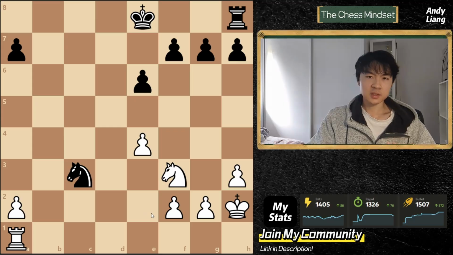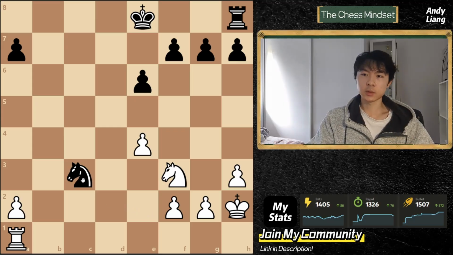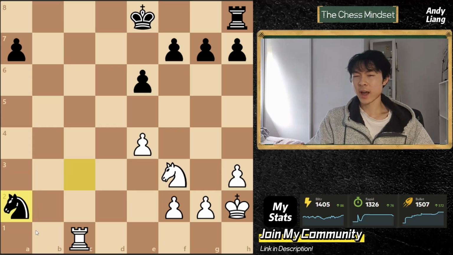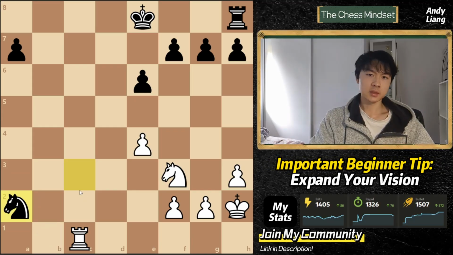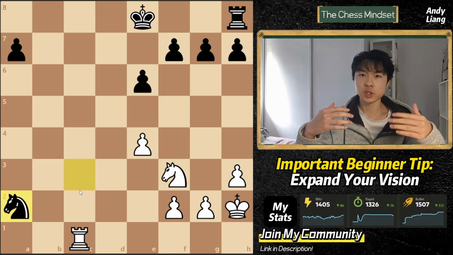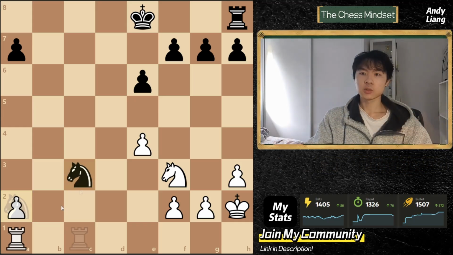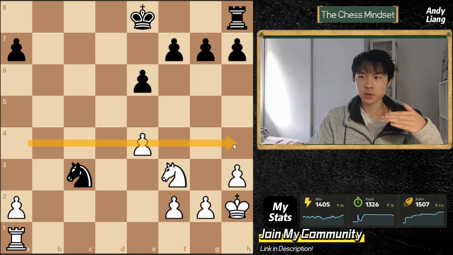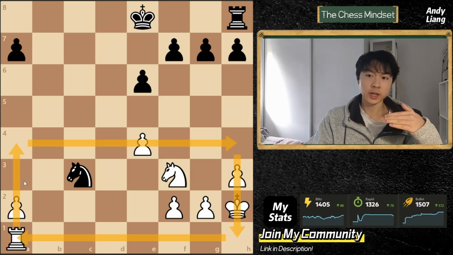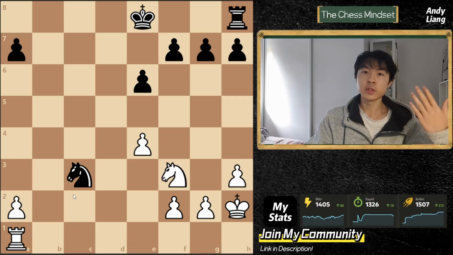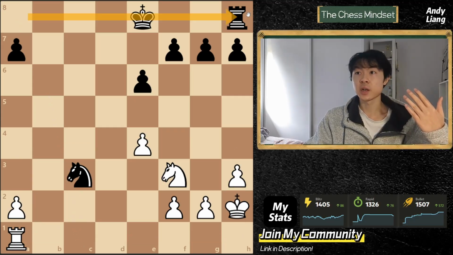Now, a lot of beginners, they look at this position and they think, okay, well, this knight is attacking my a2 pawn, so I can't move my rook anywhere because they will just take my pawn, right? Well, actually, this is wrong because you need to understand that a very important tip for beginners is you need to expand your vision beyond your side of the board. So instead of just focusing your vision on your own half of the board, right? You see that if you move the rook, then you lose the pawn. You need to expand your vision to see your opponent's side of the board, right?